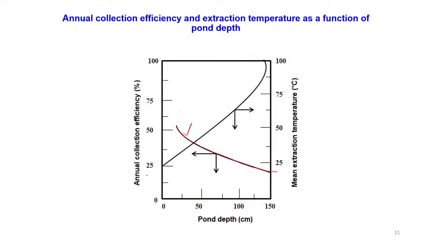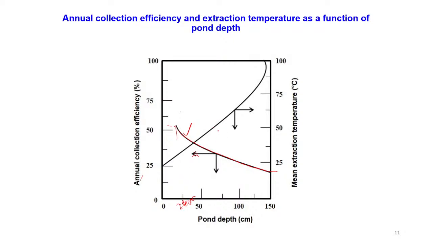is for collection efficiency, as you can see here. So maximum collection efficiency is observed to be around 60% at a depth of about 20 centimeter, right? So at this 20 centimeter we will get the maximum collection efficiency of about 60%.